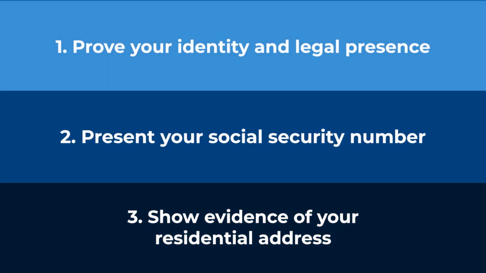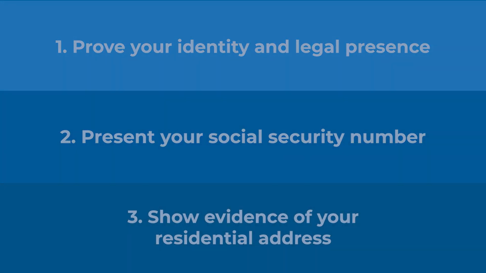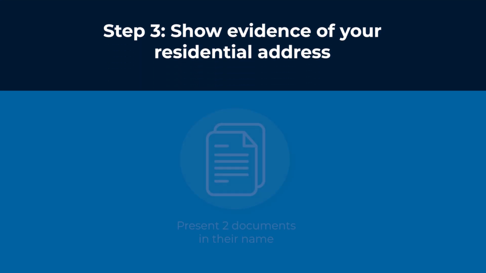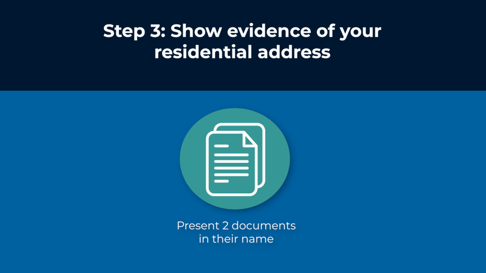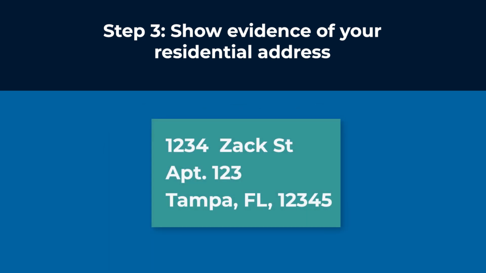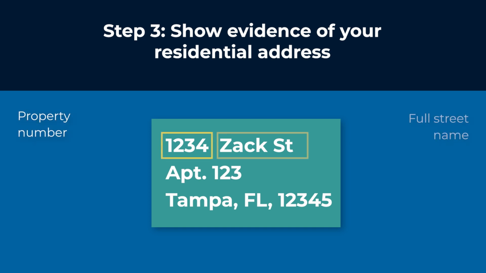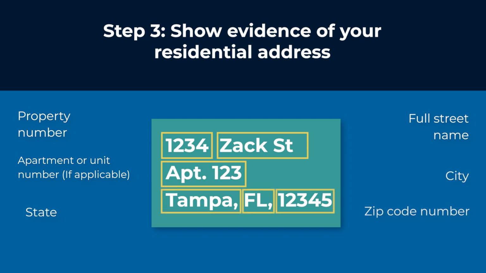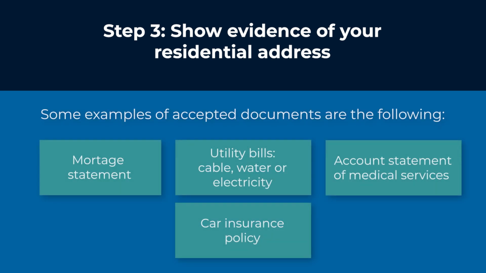And finally, we enter Step 3. Step 3. Show evidence of your residential address. Applicants must present 2 documents in their name showing their residential address. The address should include the property number, full street name, apartment, or unit number if applicable, city, state, and zip code number. Some examples of accepted documents are the following. For additional examples, you can consult the paper guide you were given or find them in the description section of this video.